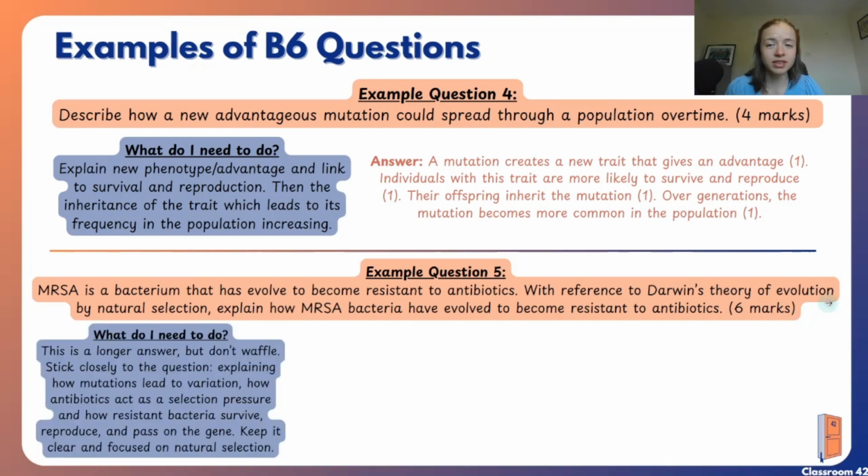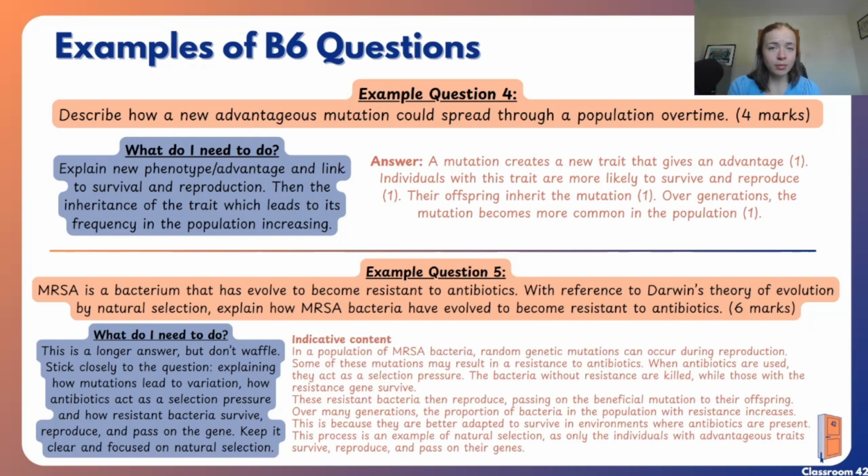a coherent response. So here it is a longer answer, but it's important not to waffle and stick closely to the question by explaining how mutations lead to the variation and how antibiotics act as a selective pressure. And this means that the resistant bacteria survive, reproduce, and pass on the gene, and how this becomes more established in the population. So it's very similar to the last question about mutations, but here we're applying it to an example and we're talking about it in a specific context. So we're talking about a specific selection pressure. So let's go through an example answer here.